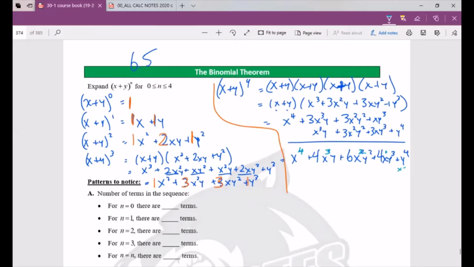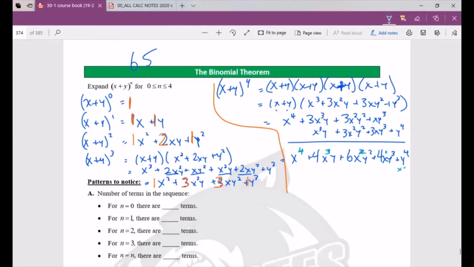So that's true. What's happening to our degree of y? Our degree of y is going up. So your degree of x is going down by 1 each time. The degree of y is going up by 1 each time. The degree of each term is 4, right? So if you're summing the exponents of your variables, then each term is degree 4.